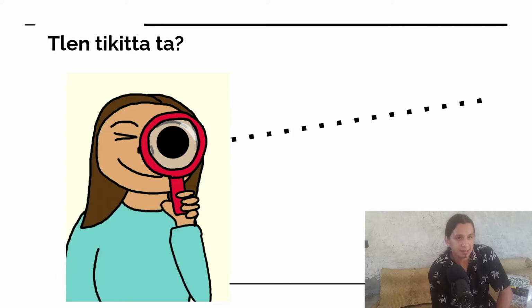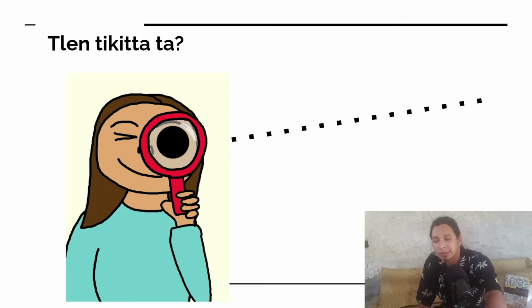Okay, next, we're going to learn how to say I see and you see and she sees. So in this question, the question says, Tlen tikita ta. Tlen means what. Ta means you. And tikita means you see. Literally means you see it, in a sense. But we'll learn more about that later. For now, just know that tikita means you see. So tlen tikita ta means what do you see?